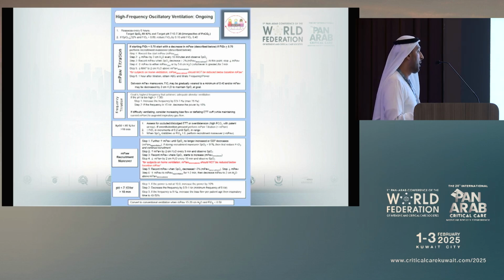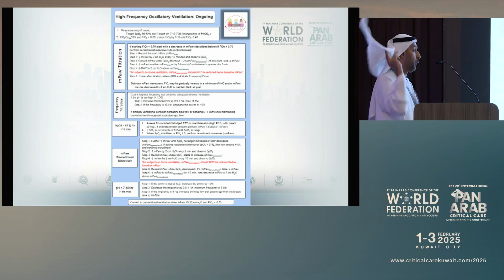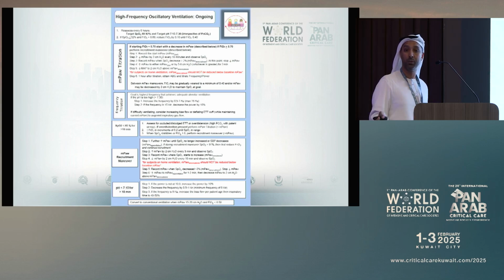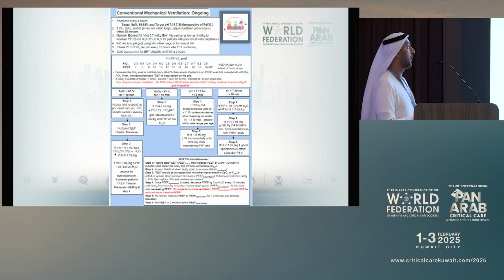We do it as frequently as needed. And if the patient is acidemic, then we first increase the delta P, and if the power is 10, then we decrease the frequency by 0.5 to 1. When do we convert to conventional ventilation? If we reach mean airway pressure of 15 to 20 centimeters and FiO2 50, this mandates a switch to conventional ventilation. Then we continue with the conventional ventilation protocol.